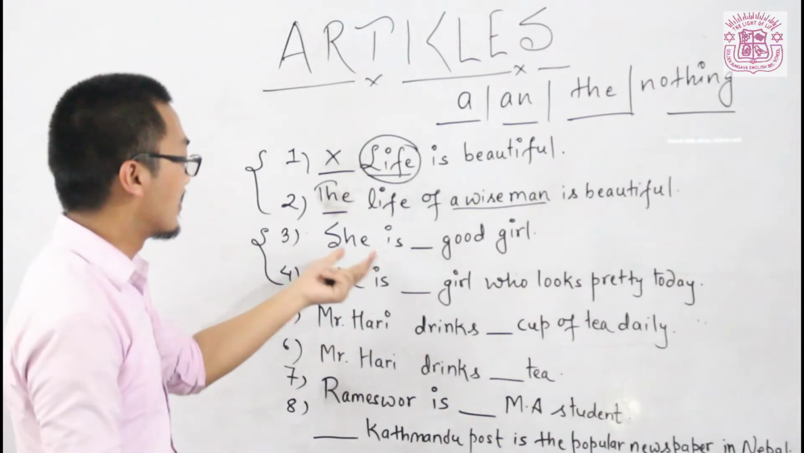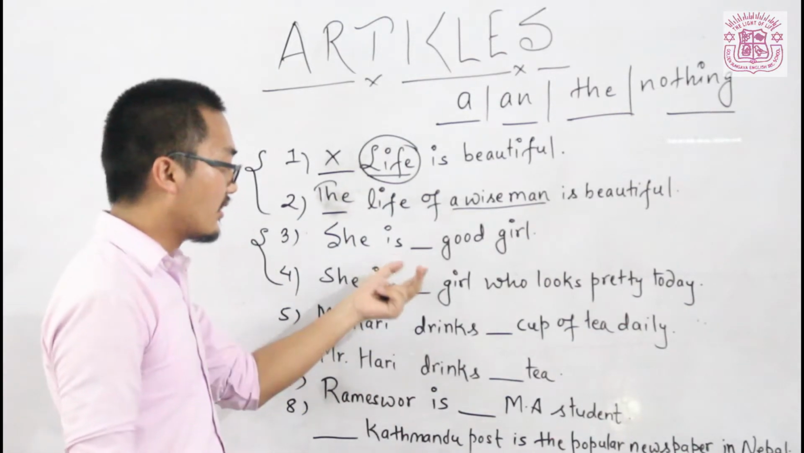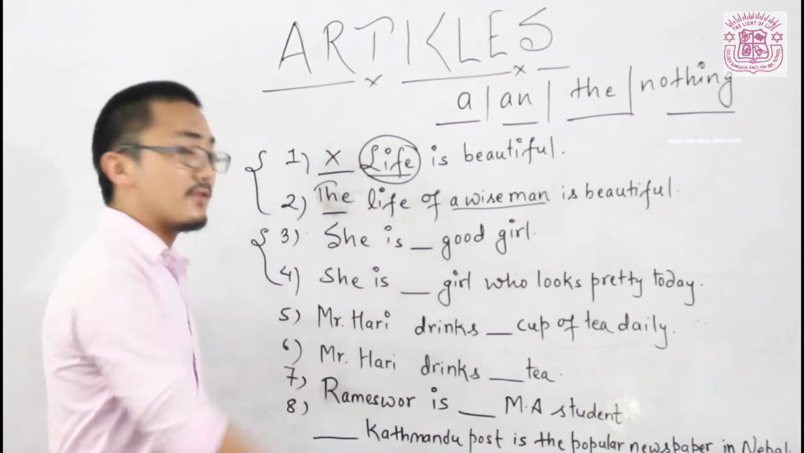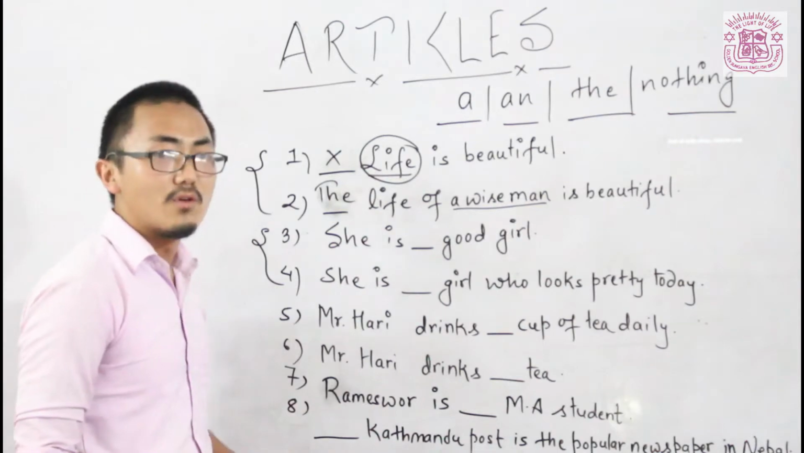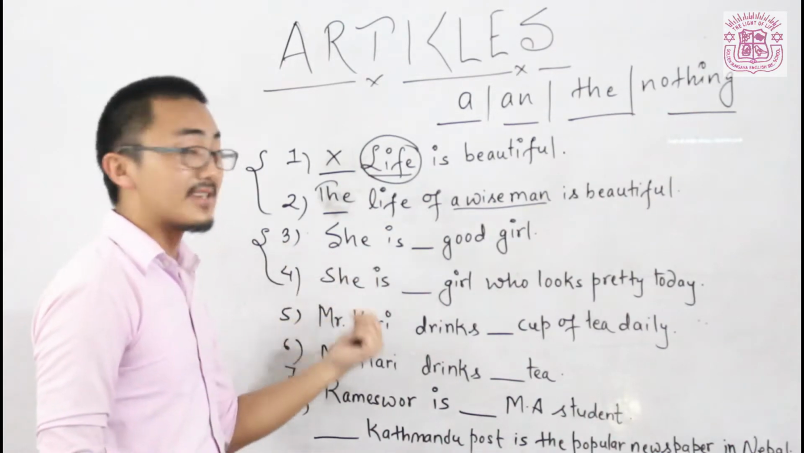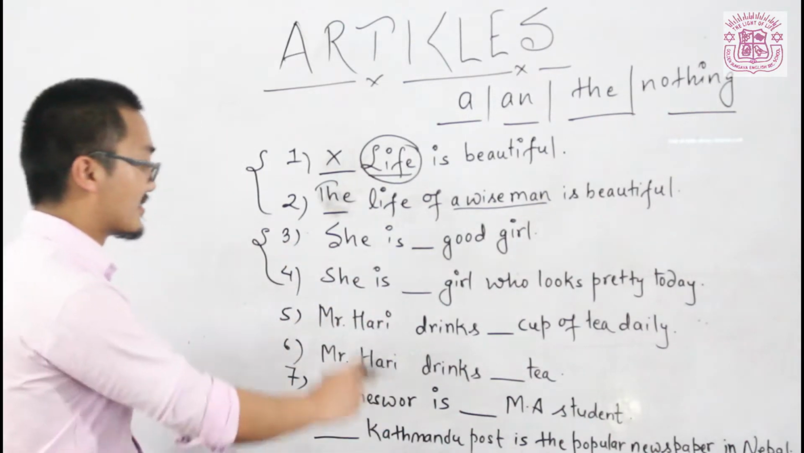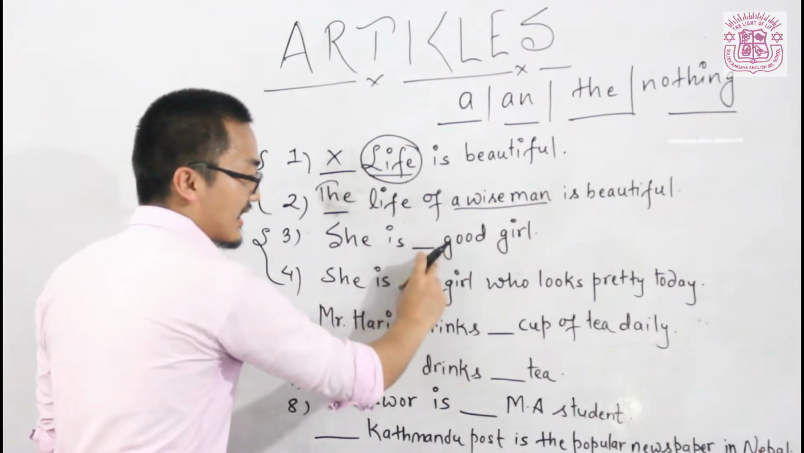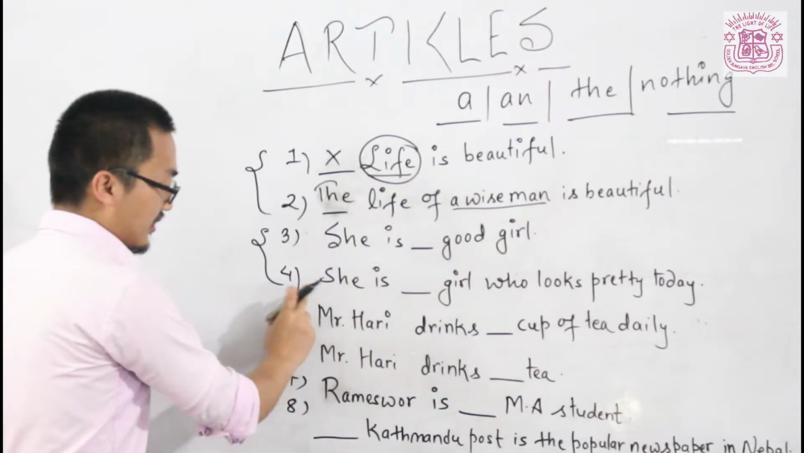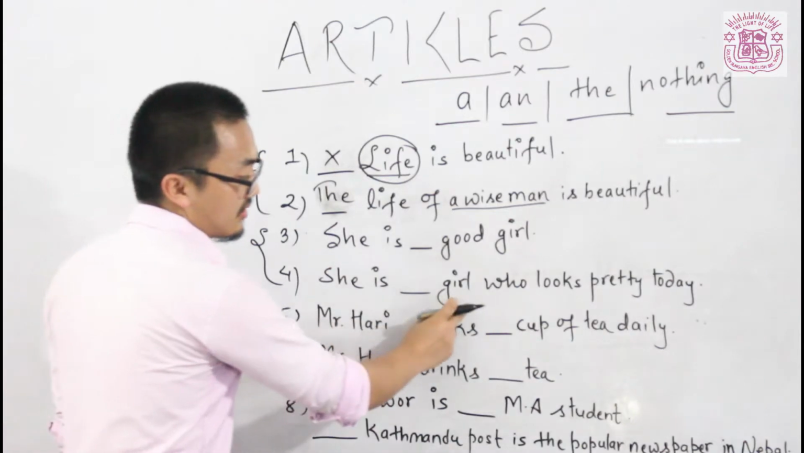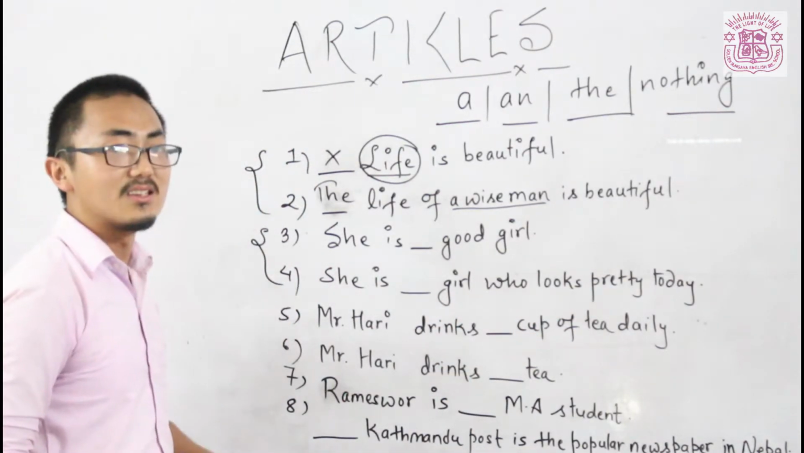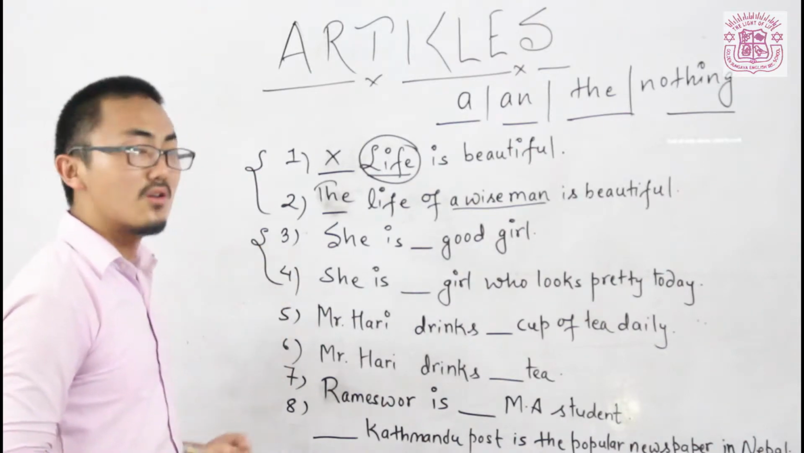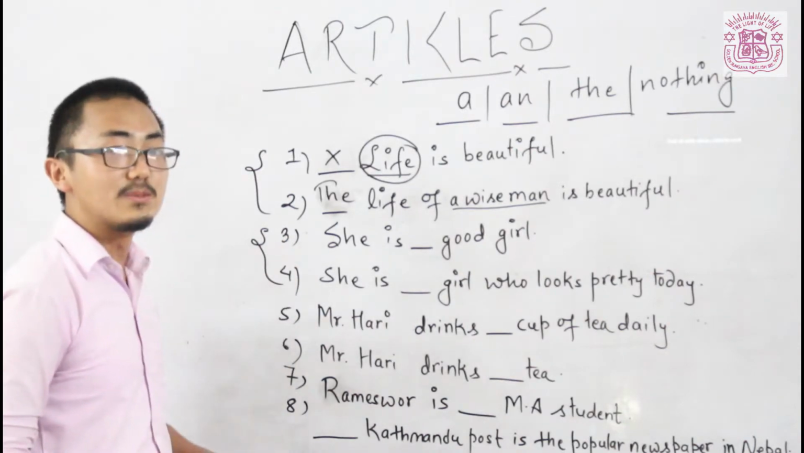Okay, similarly here also you can see a little bit of difference in these two sentences, number 3 and 4, even though they look the same. For example, you can see here, "She is dash good girl." And in 4, "She is dash girl who looks pretty today." So what is the difference between these two? I think you already know. Yeah, if you don't know, then please keep on watching this video.